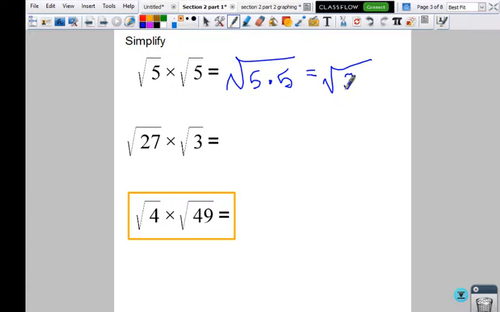Which is 25. Square root of 25. What's the square root of 25? 5. Easy. Alright, do you know what the square root of 27 is? It's 5.2. And it's a decimal, right? So let's put it inside one big square root.